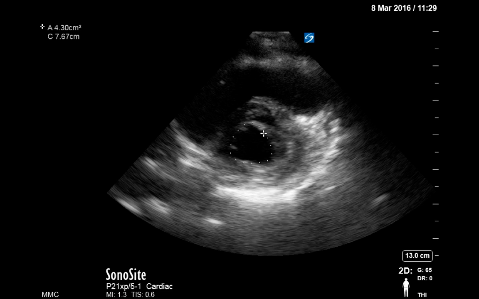Under the options or tools, depending on your ultrasound machine, you can use a tracing function and trace out the circumference of the mitral valve to get an estimated area. This image is of a normal mitral valve, and the tracing provides an estimated area of 4.3 centimeters up here in the left-hand corner.